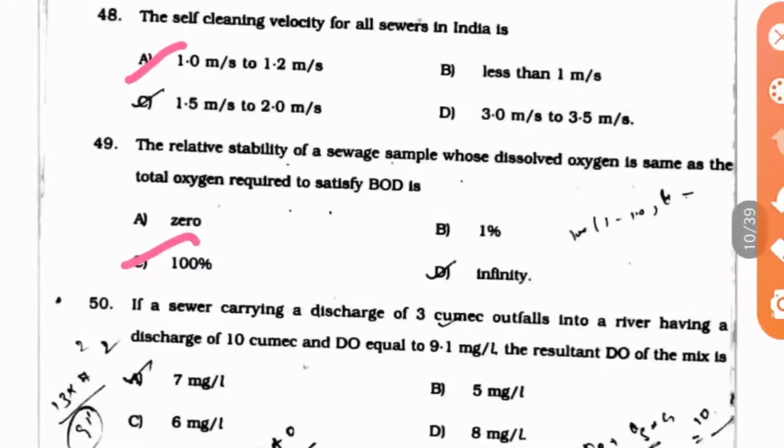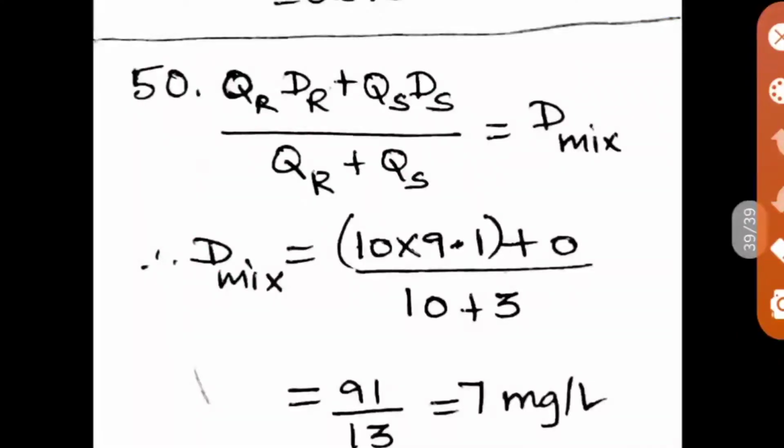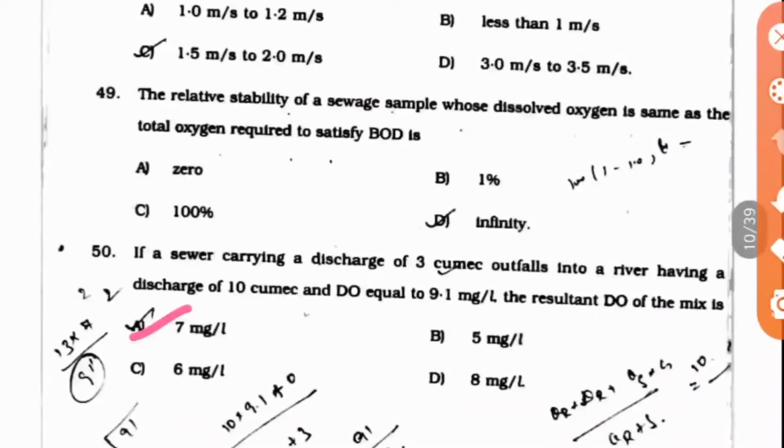So in this question we will take the DO of the sewage as 0 and go for the calculation. QR into DR, that is discharge of river into DO of river, plus discharge of sewage into DO of sewage, divided by QR plus QS, will give you the D mix. So here D mix equals 10 into 9.1 plus 0, this whole term we are taking as 0 because DO of sewage is 0, divided by 10 plus 3. So it is 91 by 13, so 7 milligram per liter. So here option A is the right answer.